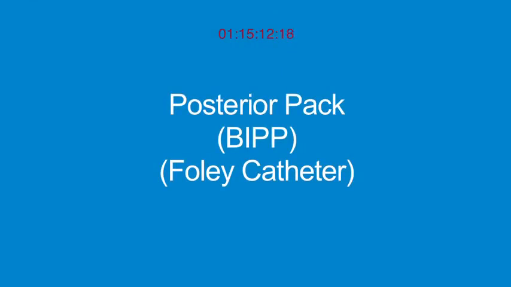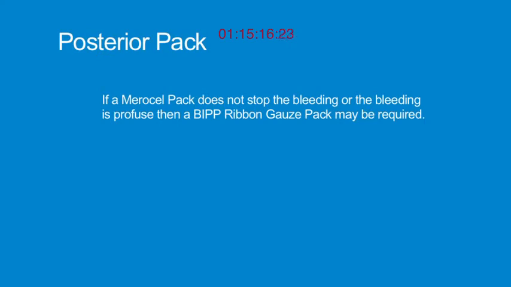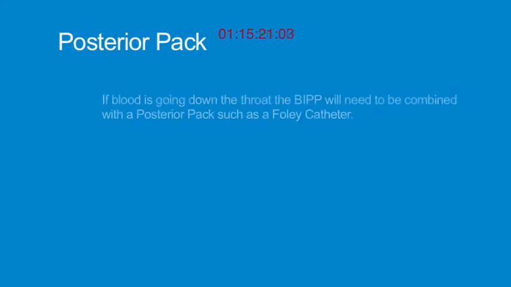Posterior packing with BIPP and Foley catheter. If the Merocel does not stop the bleeding, or the bleeding is profuse, then a BIPP ribbon gauze pack may be required. If blood is going down the throat, the BIPP will need to be combined with a posterior pack such as a Foley catheter.